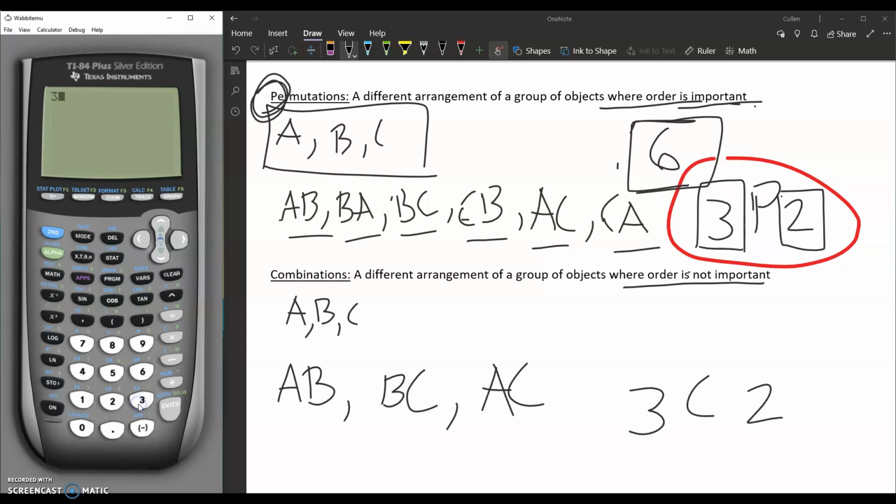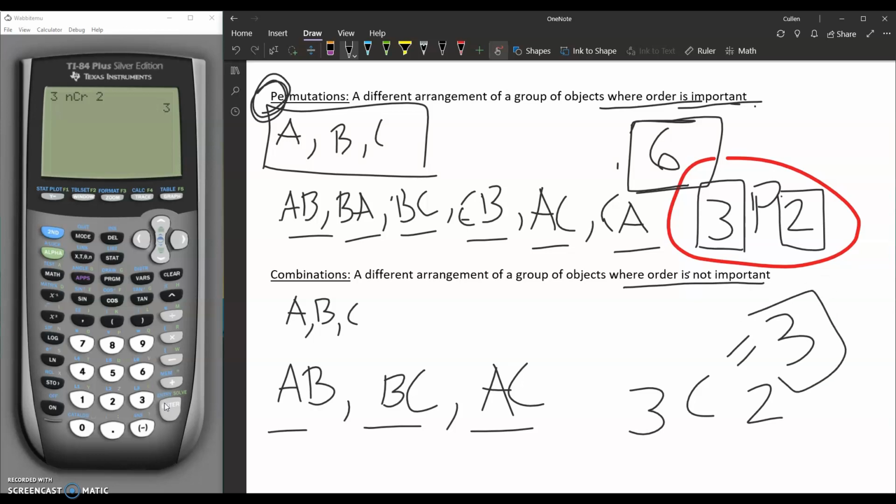So you're going to do basically the same as you did last time, just with a C. So it'll be 3, and then scroll over to probability, and then you're going to choose nCr, and then 2, and it will spit out 3. So how many combinations do we have there? 3. Okay.